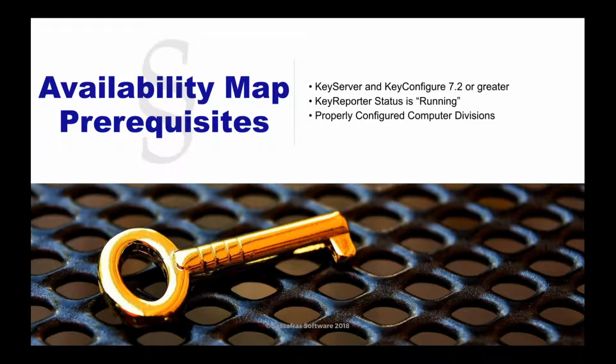Next, you'll want to make sure you've set up computer divisions in Key Configure and that they're accurate and up to date. Availability maps are based on the divisions created here, so this is a critical step. Divisions can be set up through AD integration, filters with actions or rules, or created manually in Key Configure. You want to make sure your divisions include all active machines and that any old hardware has been set to retired status or moved to the uncategorized division so that they don't show up on your maps.